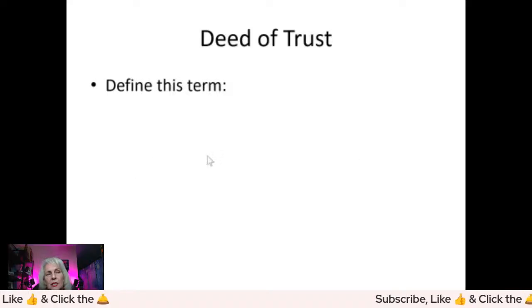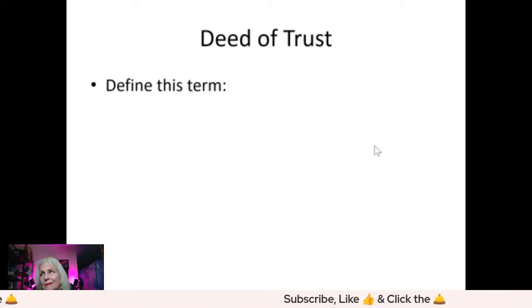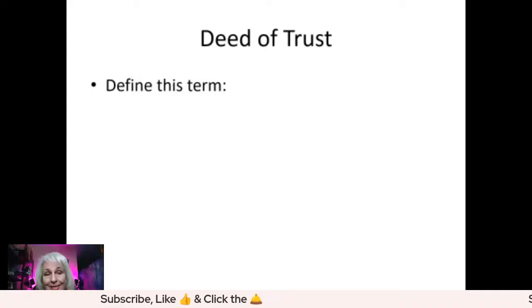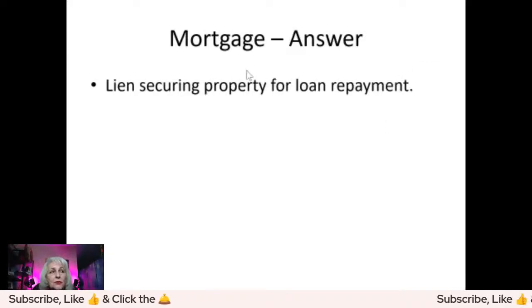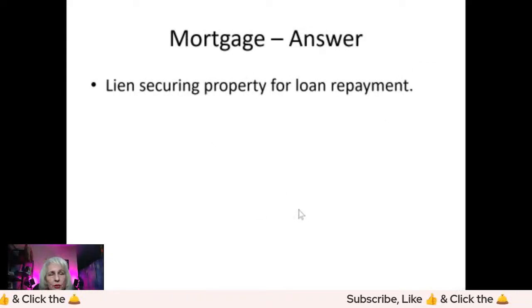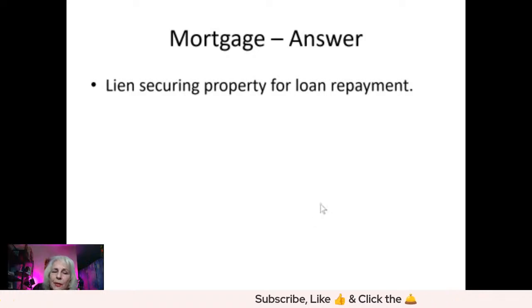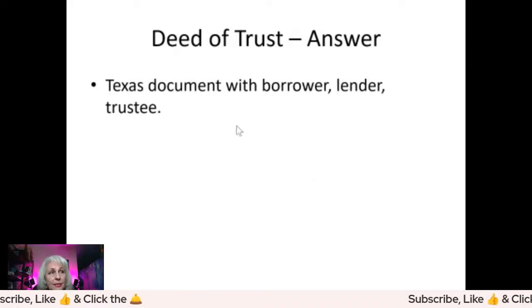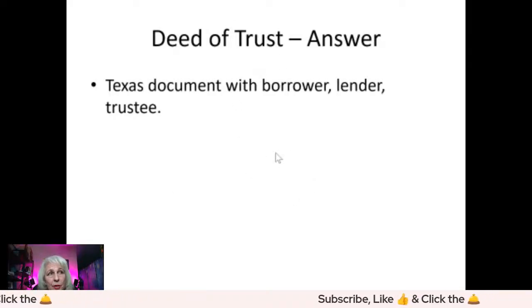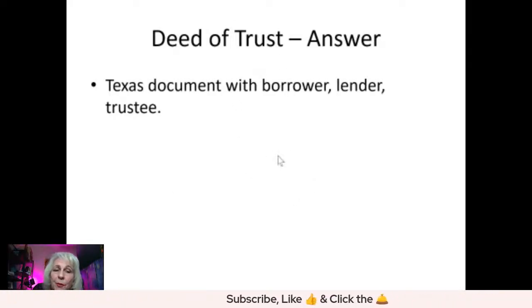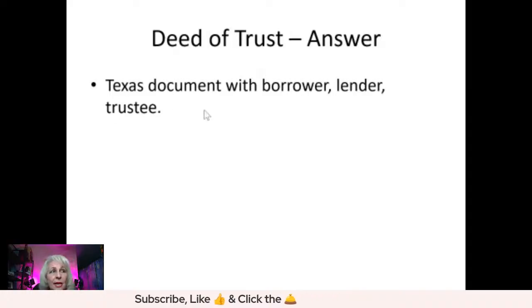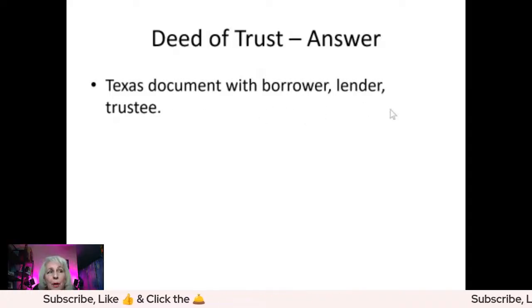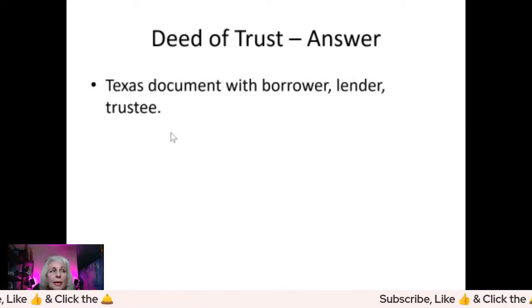A deed of trust. At least 40 to 50% of the states use a deed of trust. Others use a mortgage. The difference between them is the type of foreclosure that takes place. With the deed of trust, think about it, a trust. Whenever there's a trust, there are three parties involved. So in Texas, it's a document with a borrower, a lender, and a trustee.